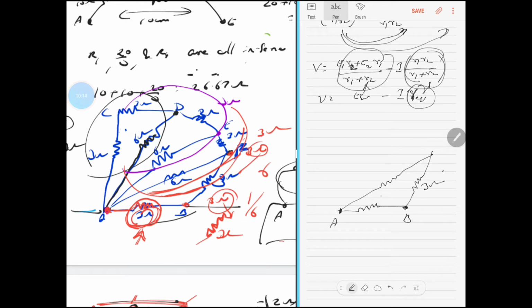This is a 3 ohm, this is a 6 ohm. Then another 3 ohm that comes here, another 6 ohms that goes here. 6 ohms and 3 ohms. Another 3 ohms that comes here, and another 6 ohms that goes here. Another 3 ohms that comes here, another 6 ohms that goes here. Another 3 ohms that goes here for the change, okay? This is 3 ohms. So set up like this, okay?